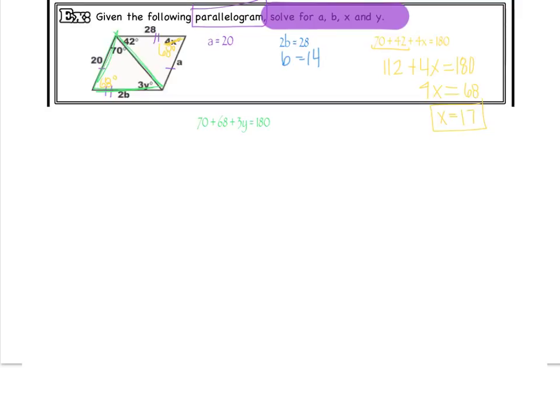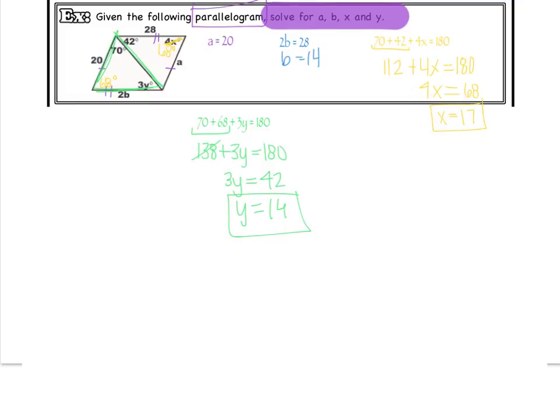So go ahead and pause the video and see if you can write the correct equation. So hopefully you were able to see that 70 plus 68 plus 3y is 180, because the interior angles of a triangle add up to 180. So go ahead and pause the video and solve for y. So when I solved it out, I got 14.